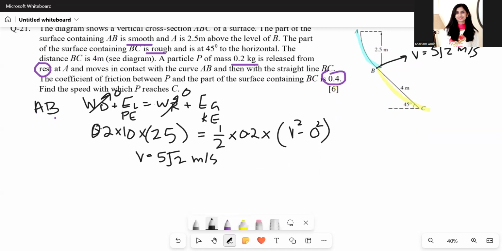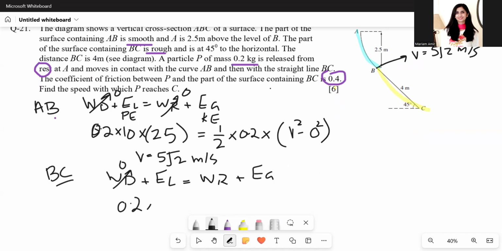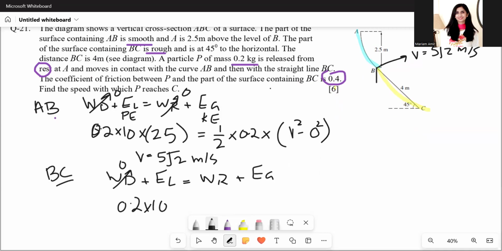So from B to C, same formula: work done by driving force plus loss in energy is equal to work done by resisting force plus gain in energy. Again, there's no driving force. Energy loss is going to be the potential energy loss again, mgh, so 0.2 times 10. Now the difference in vertical height from B to C is 4 sin 45, which is equal to work done by resisting force.